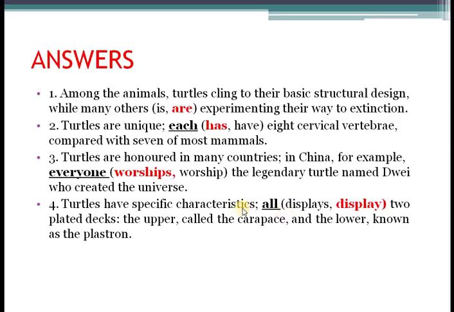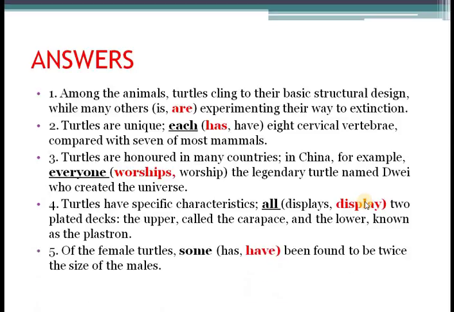Turtles have specific characteristics. All. Now, all is one of those indefinite pronouns that can either be singular or plural depending on what it makes reference to. Now, where all is referencing turtles, and because we're talking about more than one, it takes the verb without the S.